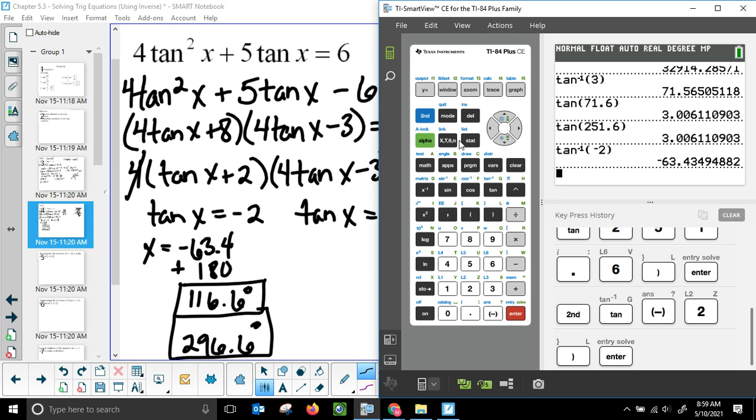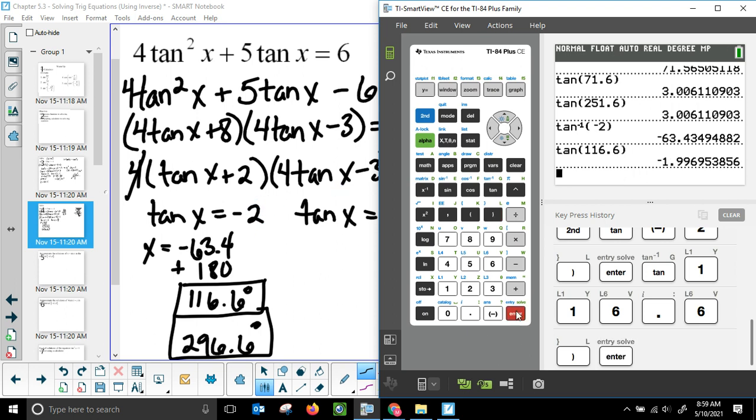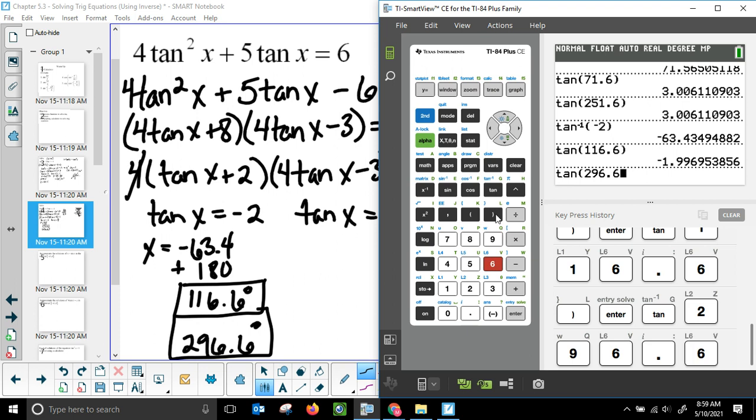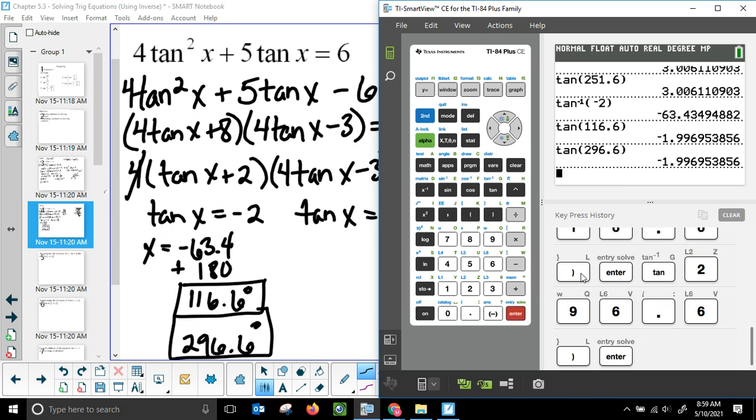Again, you can always test yourself. Like, what is tangent of 116.6? It had certainly better be close to negative 2 here. We rounded, so it'll be a little bit off, but that's pretty darn close. And then, of course, you could test yourself with this as well. So 296.6. Yeah, right? So we're good. We are confident that both of these will give us the negative 2 that we want.